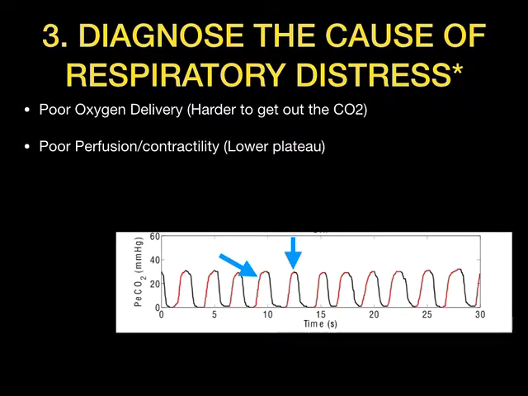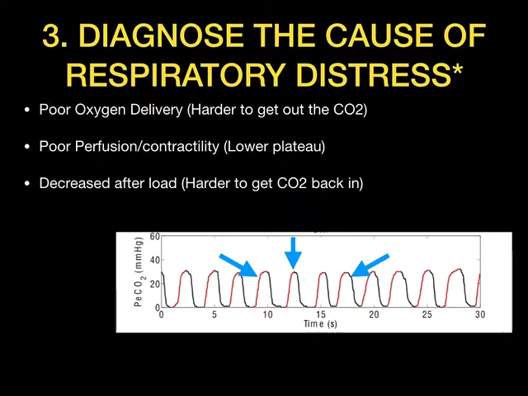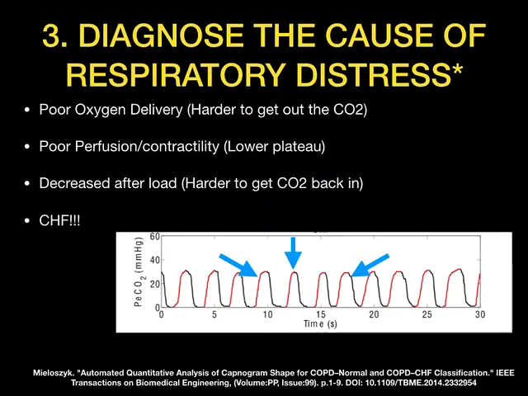You have poor contractility, which lowers our plateau, and we have less than our normally expected end-tidal CO2. And finally, decreased afterload, making the end-tidal CO2 harder to get back in. Well, that's CHF. And this graph is typical of CHF in a patient on a capnogram. While this may not always be the case in CHF, if you do see this, you should highly suspect CHF.